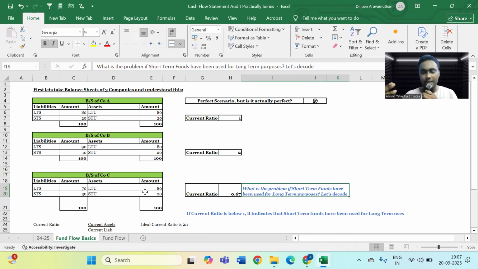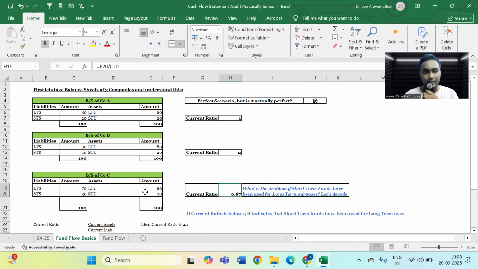But what would happen is, my bank would come to me within 1 year of time and would ask me, boss, where are the funds that I gave to you in the form of overdraft? I would have no answer to them because I have invested them in long-term assets, which are going to be giving me returns 1.5 or 2 years down the line. So I would have no answer to my bank. So this is the reason why my short-term funds should not be used for long-term purposes.